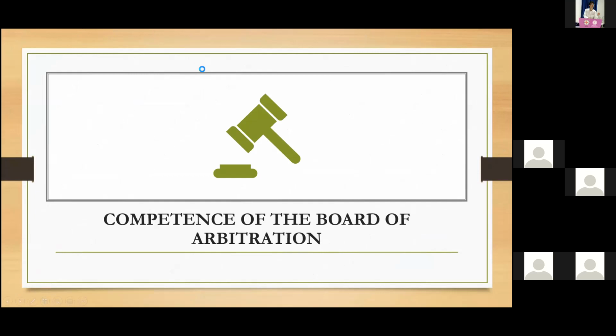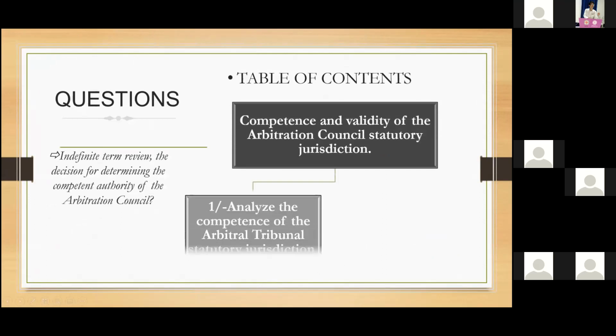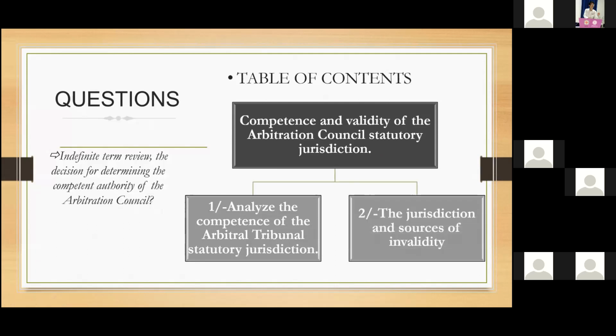Competence of the Board of Arbitration. Question: review the decision for determining the competent authority of the arbitration council. Examine the competence and validity of the arbitration council. Analyze the competence of the arbitral tribunal, its statutory jurisdiction, and the jurisdiction and sort of invalidity.